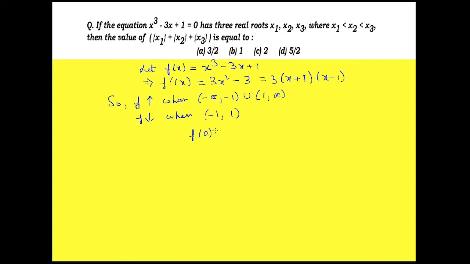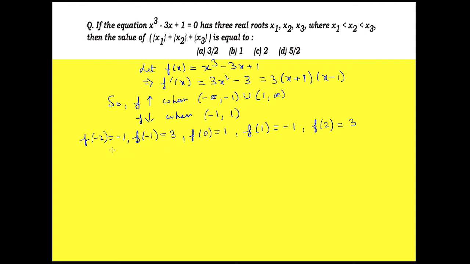So let's find out what is f of 0. You can put it there and find f of 0 is 1. So we'll put f of 1 in the mother equation, x cubed minus 3x plus 1. You get minus 1. Similarly, f of minus 1 would be 3. Trying to find out f of 2 would give you 3, and similarly f of minus 2 would give you minus 1.